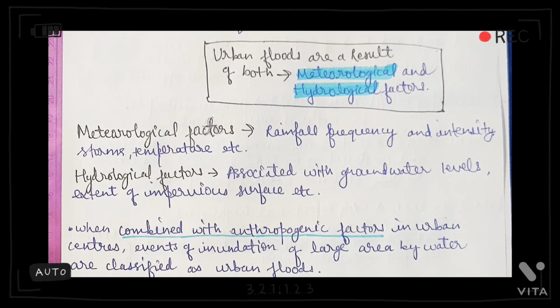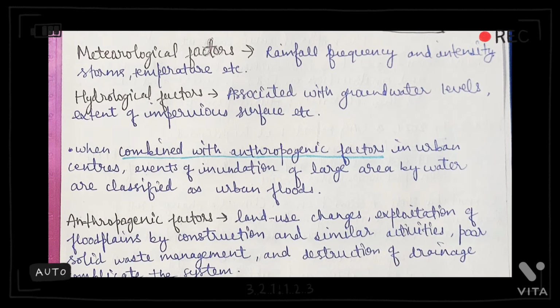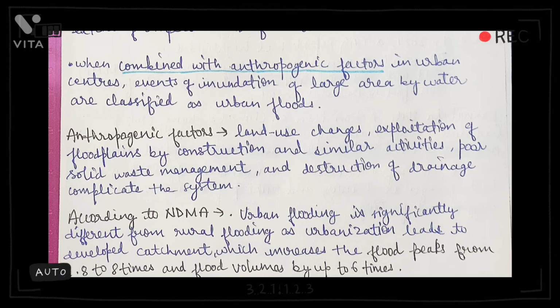Meteorological factors: rainfall frequency and intensity, storms, temperature, etc. Hydrological factors are associated with groundwater levels, extent of impervious surface, etc. When combined with anthropogenic factors in urban centers, events of inundation of large areas by water are classified as urban floods. Anthropogenic factors: land use changes, exploitation of floodplains by construction and similar activities, poor solid waste management and destruction of drainage complicate the system.